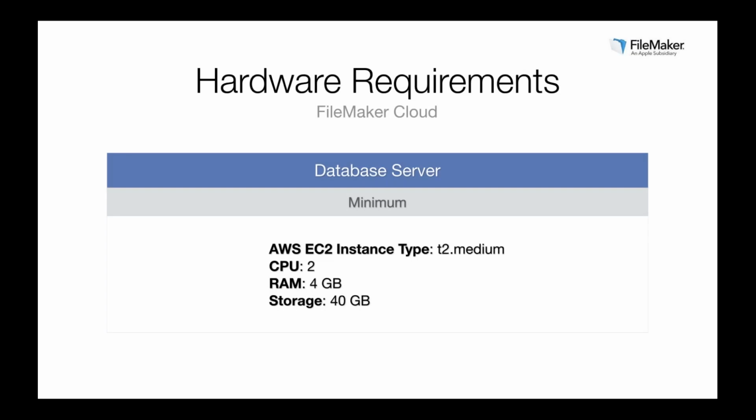For FileMaker Cloud, the minimum is an AWS EC2 instance of type T2 medium. That's AWS's nomenclature for their instances. That contains 2 CPUs and 4 gigs of RAM, and starts off with 40 gigs of storage capacity.